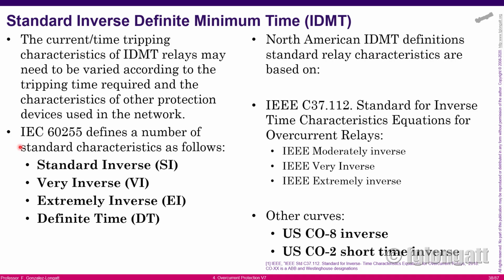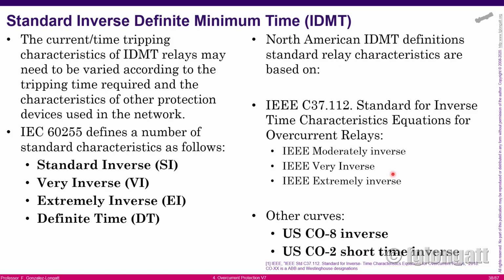The IEC 60255 defines at least 4 different characteristics, what we call the standard inverse, the very inverse, the extremely inverse, and the definite time. On the other hand, the Americans have the C37.112, and we have the moderate inverse, the very inverse, and the extremely inverse curve.